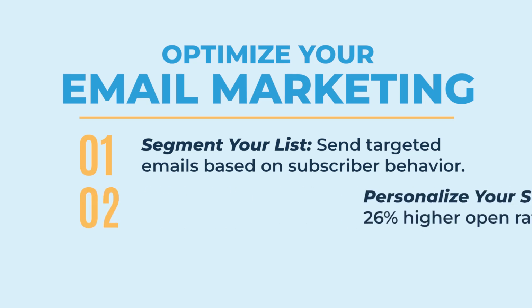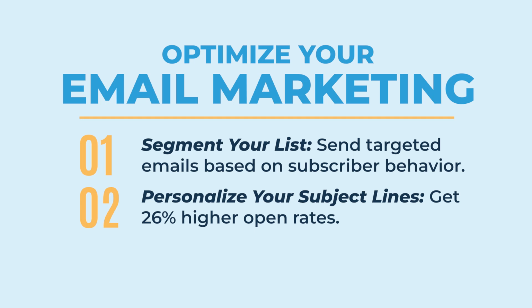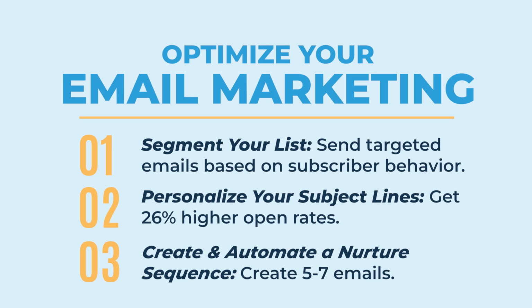Next is to personalize your subject lines. This is something that can increase your open rate significantly, by about 26%. So if you're not personalizing your emails, here's your sign to do so. Next is to create and automate a nurture sequence. You should have a nurture sequence of 5 to 7 or more emails that are set up to nurture those new leads that come in.